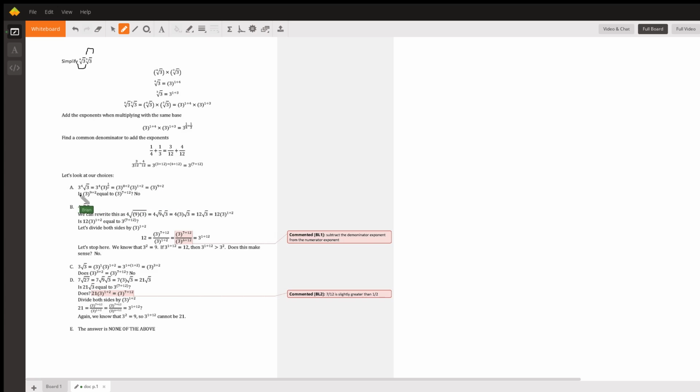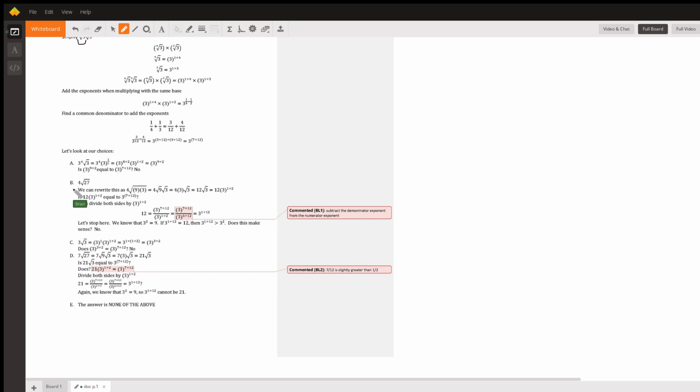Now, is 3 to the 9/2 equal to 3 to the 7/12? Well, I think we could just look at that and probably say no. I mean, 9/2 is 4.5, 7/12 is less than 1. So no, they're not equal.